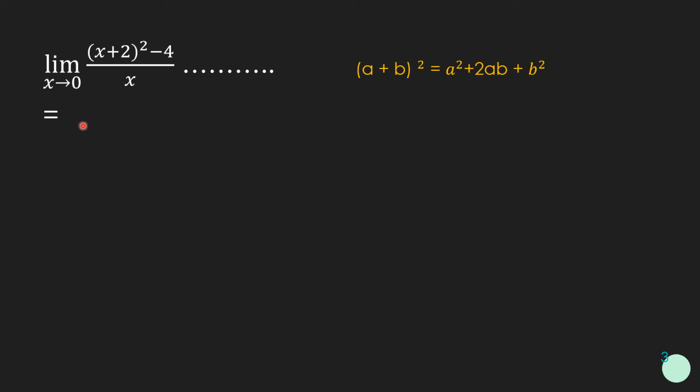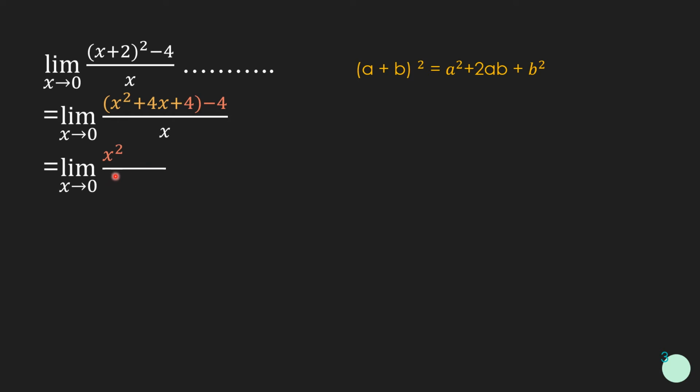Therefore, in the next step, the limit becomes x squared plus 4x plus 4 minus 4 over x. Here 4 minus 4 becomes 0, so the limit becomes x squared plus 4x over x. Next, we will take x common from the numerator, so the limit becomes x into bracket x plus 4 over x.